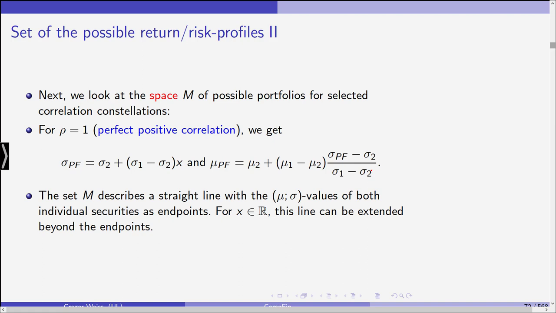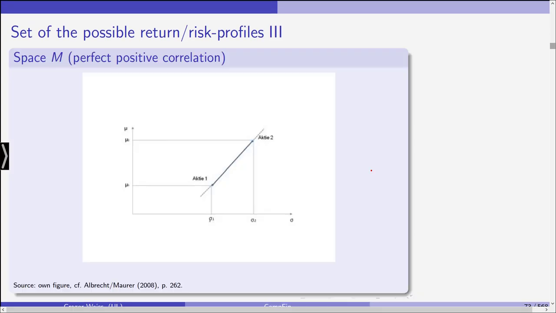So you can simply extend this, and if you are able to invest more than just 100% of your money, that is, if you can take up a loan from a bank, for example, then you can also extend this line. And this is shown here. You have stock A and you have stock B, or 1 and 2, and if you combine these two with a straight line, then you get the space of possible return risk profiles for perfect positive correlation. Okay.